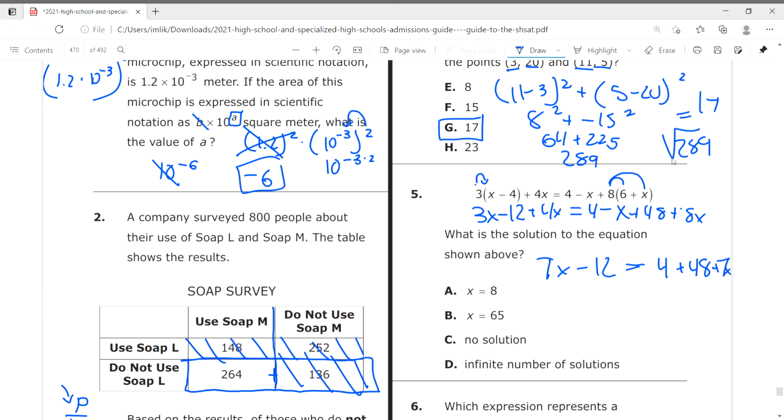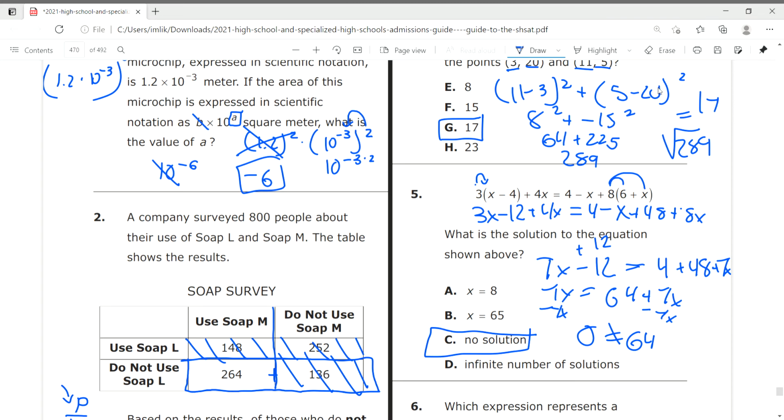Cool. So now that we have this, we can carry everything to one side. We can add 12 to the other side. So that's going to be 4 plus 48 plus 12, which is equal to 64. So 7x is equal to 64 plus 7x. Right here, we can move x to one side, minus 7x. We get 0 is equal to 64. This is not true, so that means that there is no solution to the equation.